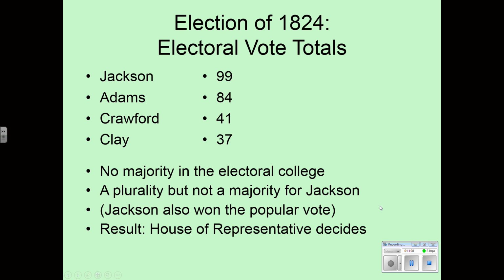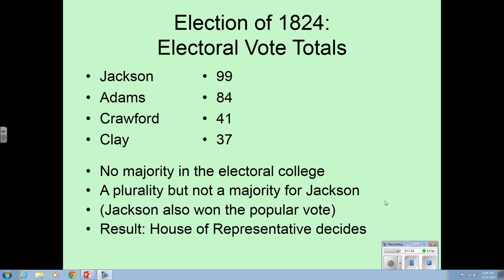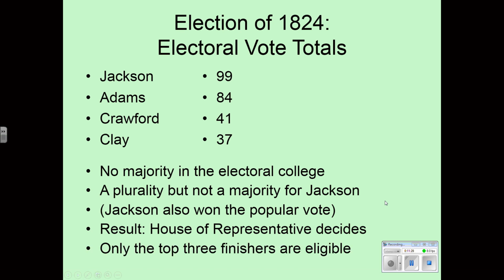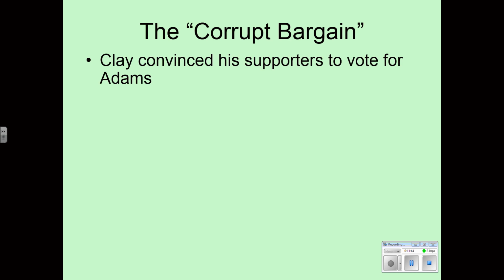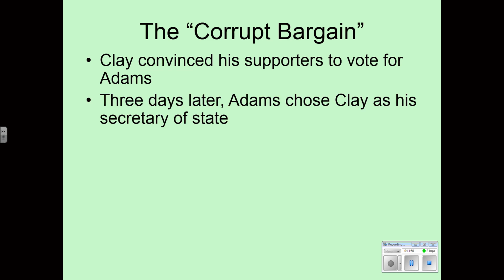Now, because there was no majority in the Electoral College, the House of Representatives had to decide who would be president. Now, the voting there was done by state, and it was done among the top three finishers. So that means only Jackson, Adams, and Crawford were eligible. Clay was eliminated. Shortly after the election, Crawford had a stroke. So really the issue is between Jackson and Adams. Now, Clay convinced his supporters to vote for Adams in the House of Representatives. So the result was that Adams won on the first ballot.